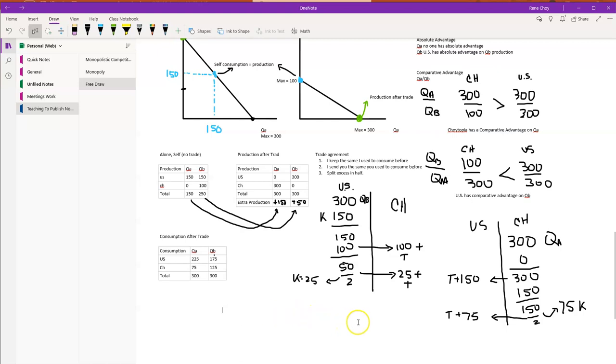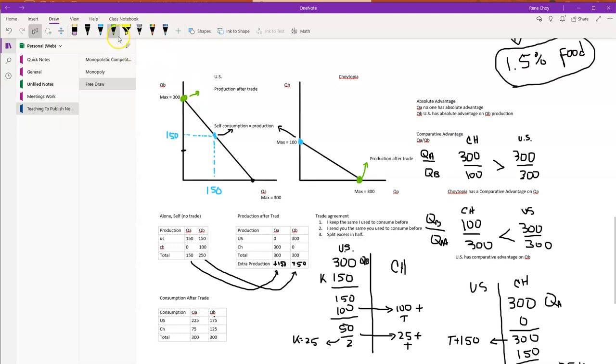But is it? Let's compare it to before. Before trade, Choitopia used to be here. This was the production and consumption point. Again, when you buy yourself, your production is your consumption. Now, look at their consumption point. So, Choitopia gets to eat 75 QA and 125 QB. So, it's 125 QB, which will be right here, and 75 QA, which will be somewhere on here. And this is going to be the new consumption point for Choitopia. So, this becomes consumption after trade.